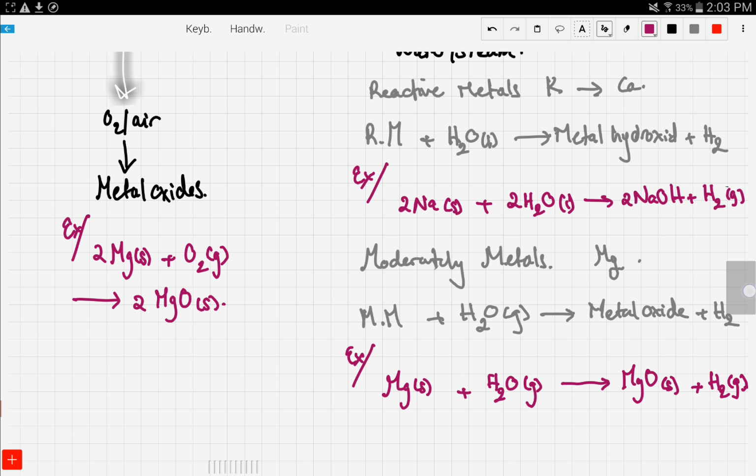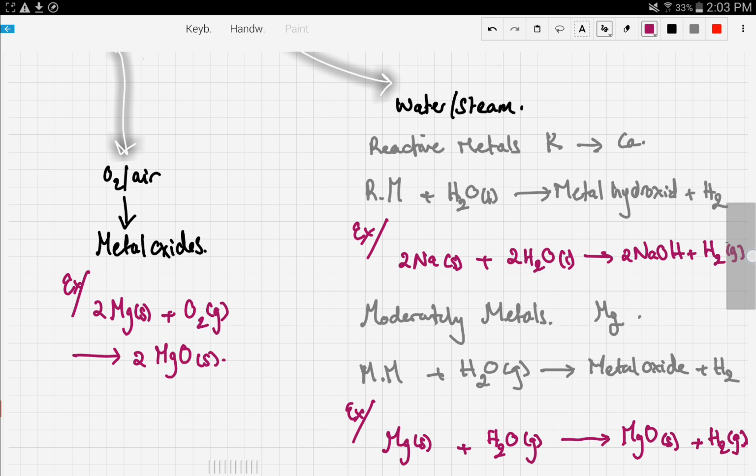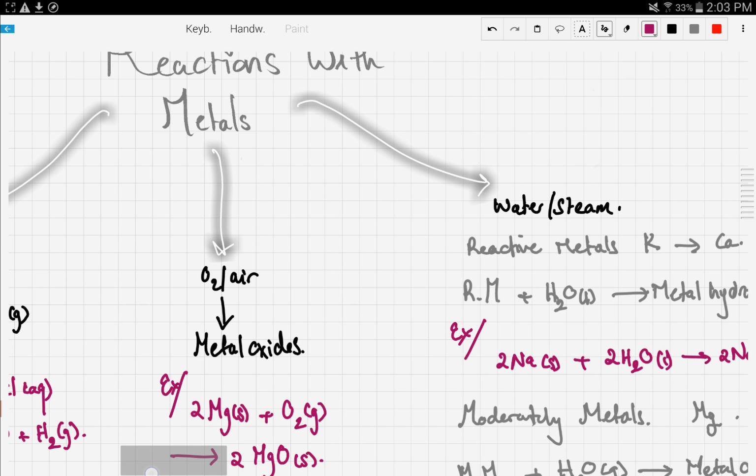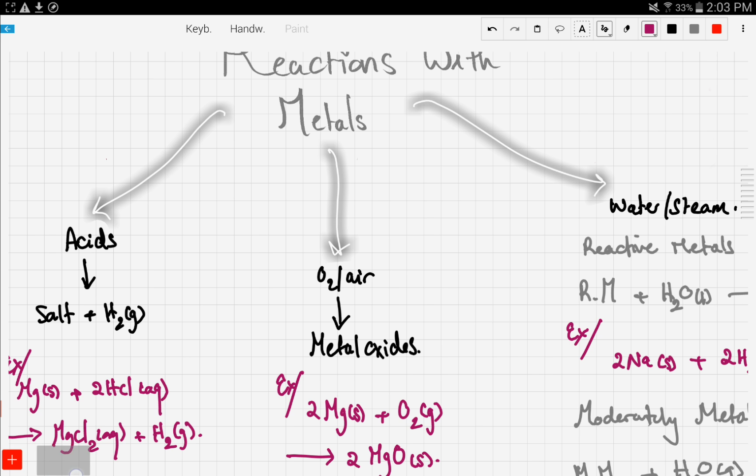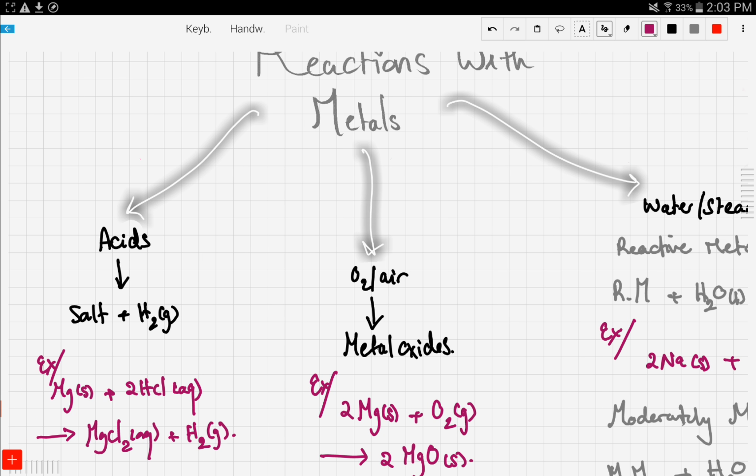Now, let's recap. We talked about 3 different sets of reactions. The first one was the reaction with acids, metals with acids. And we said that the reaction with acids yields salt plus hydrogen gas. And this is often the reaction used in the laboratories to produce hydrogen gas.